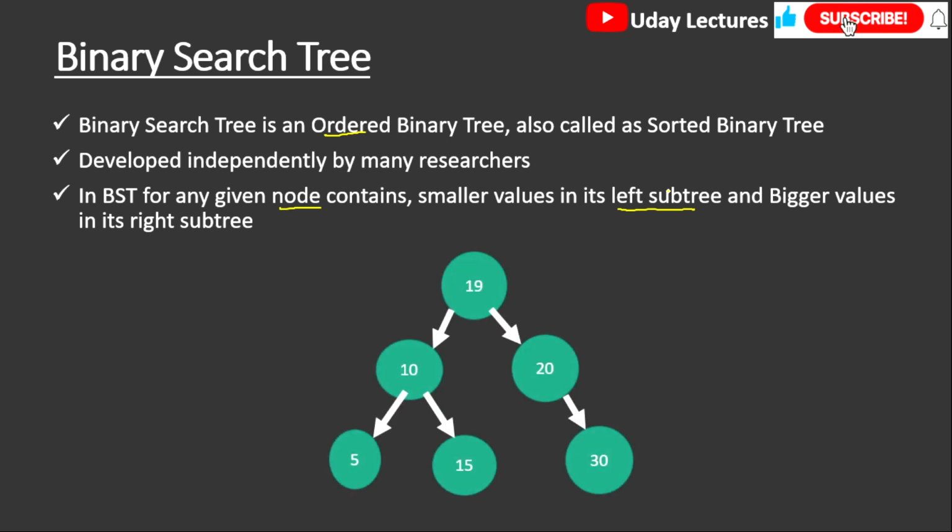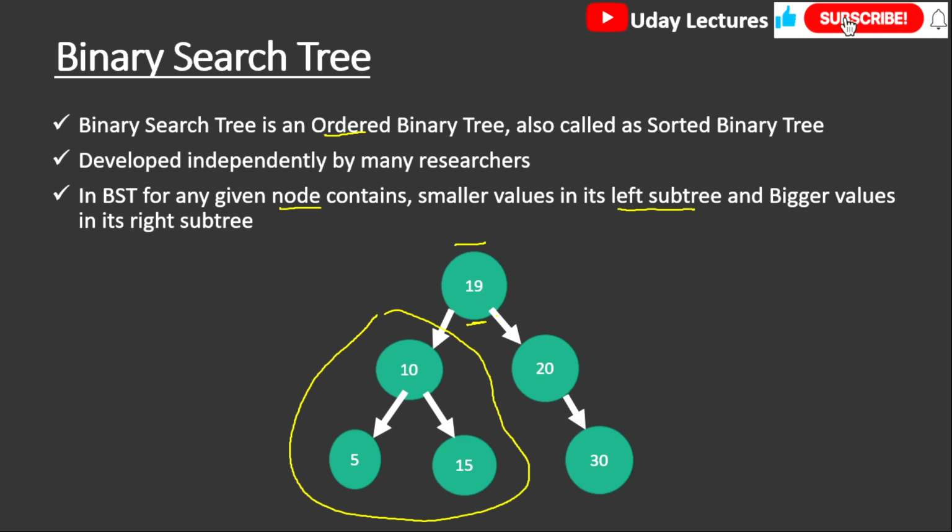So here you can see a binary search tree, and all the left subtree elements are smaller than the given node. For example, if you take this root node, which is 19, all the values in the left subtree are smaller than this root node. And you can also see the right subtree, where all the values, which are 20 and 30, are bigger than the root node.